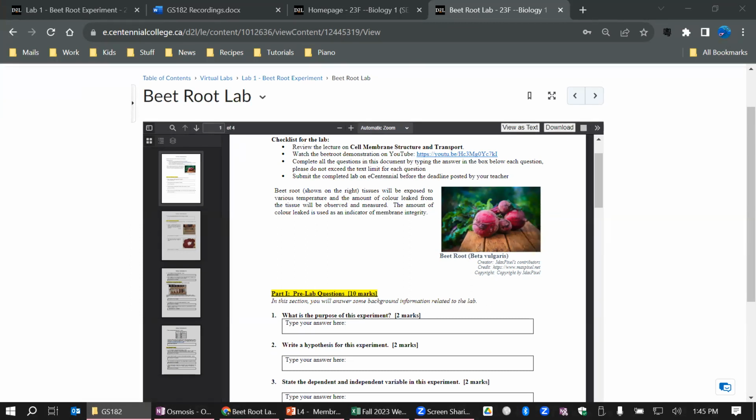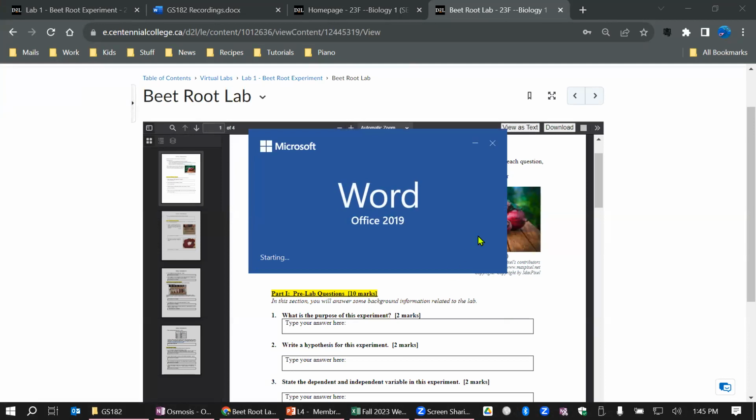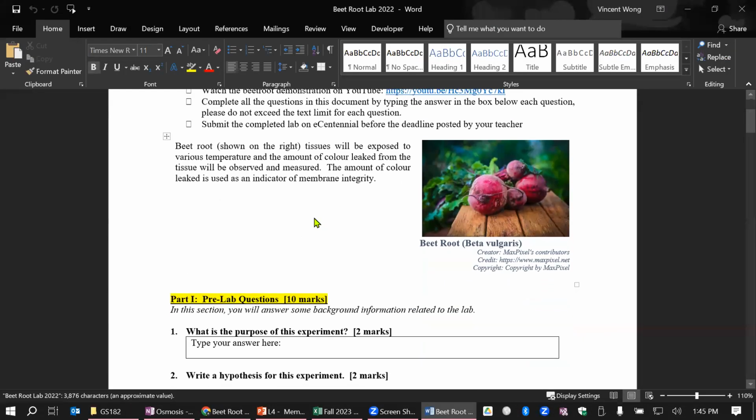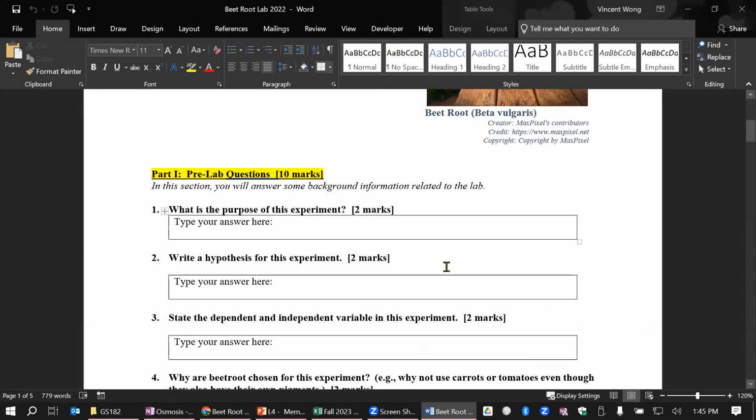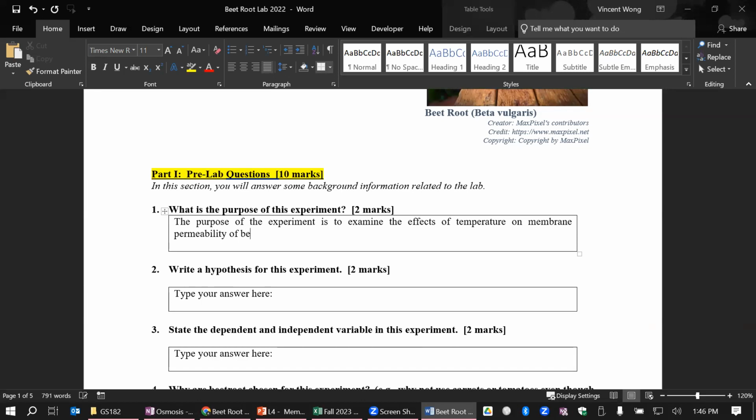All right, just give me a second. I'm trying to open it right now. So there it is. Okay, so you will type in the answers to the questions. First question: what is the purpose of this experiment? You can just type in the answer directly. The purpose of the experiment is to examine the effects of temperature on membrane permeability of beetroot cell. That's it.